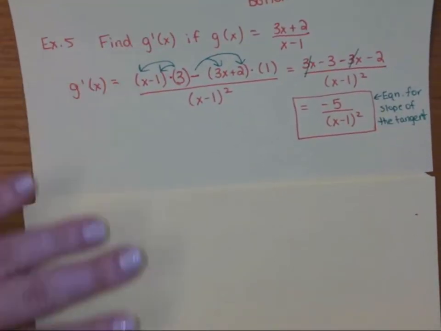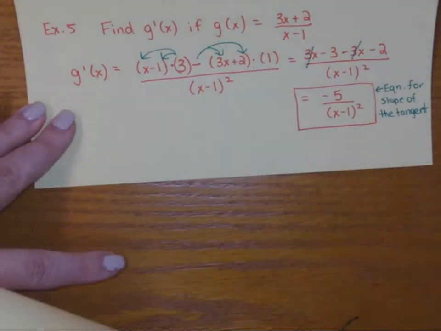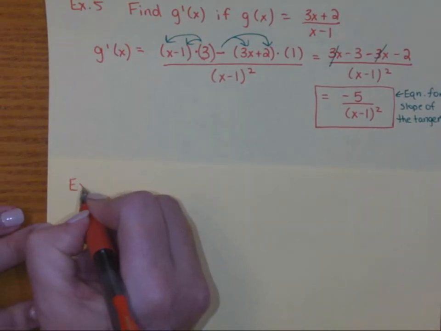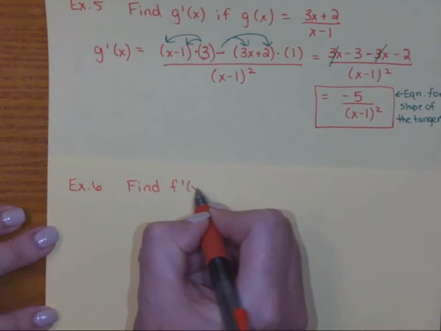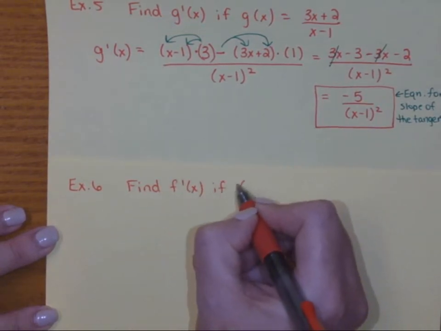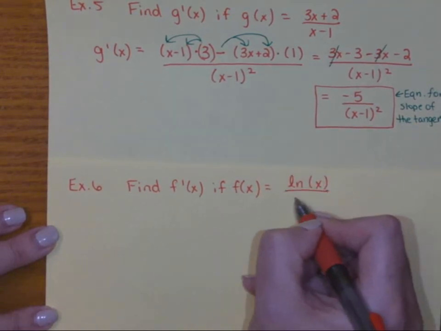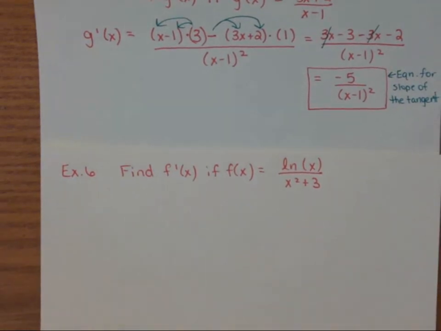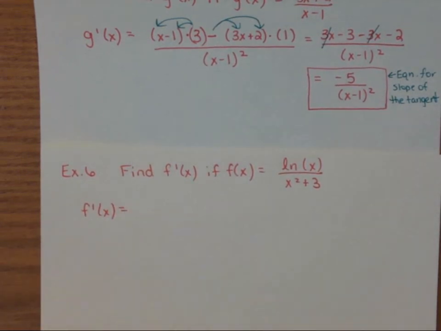Okay, so let's look at some more where maybe we throw in some of the ones from the last lecture. So I want you to find the derivative if f of x equals the natural log of x over x squared plus 3. You may not really like how this one's going to look in the middle. Again, if you'll just take it slow. If you need to pause the video as you go, you can do that.